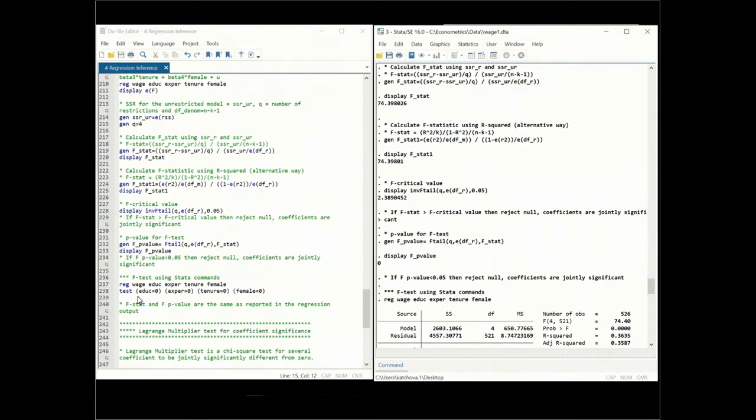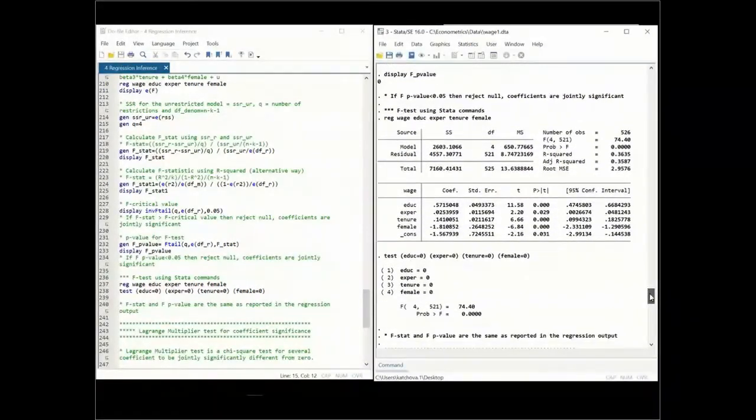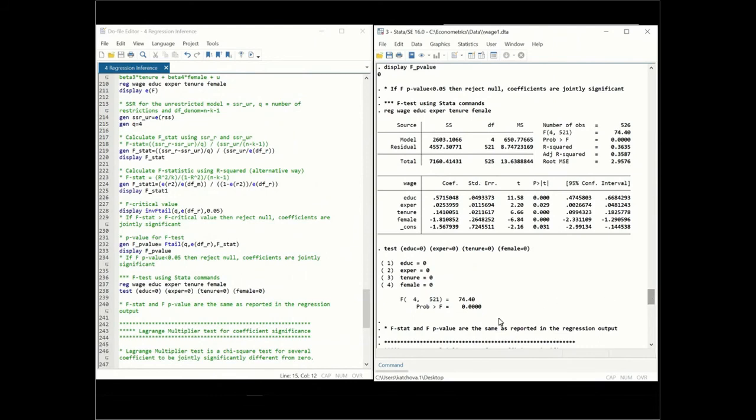Using the Stata commands, we can also do the f-test for overall significance by estimating the regression and then putting all of the coefficients equal to 0. So here is putting all of the coefficients equal to 0. And notice that the F statistic and p-value we get here would be exactly the same as the F statistic and p-value here.